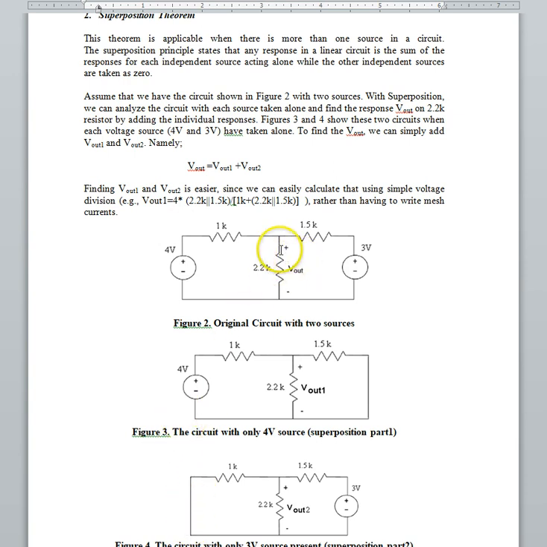At the end of the day, you should have Vout equal to Vout1 plus Vout2. Now the benefit of this is that you're now calculating this very quickly. Since there's only one source present, you can simply use a voltage division formula here, and same goes over there. So looking at the bottom one, the voltage Vout2 equals 3 times the parallel combination over 1.5 plus this parallel combination.